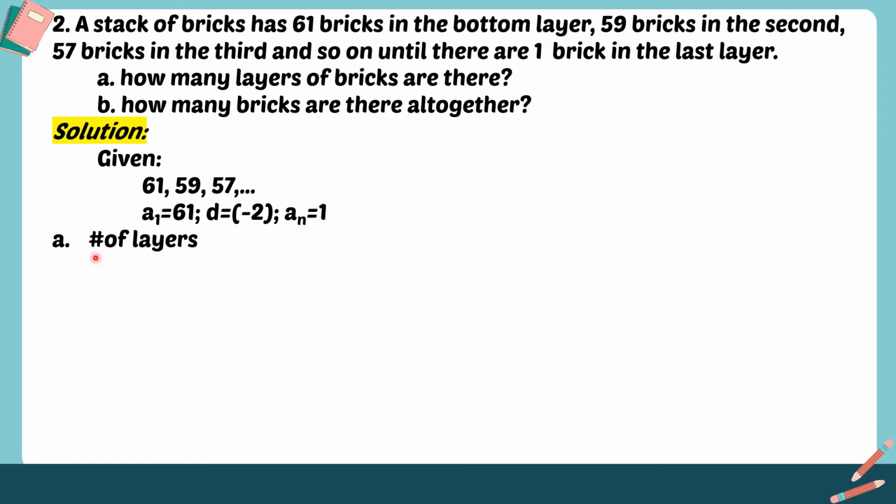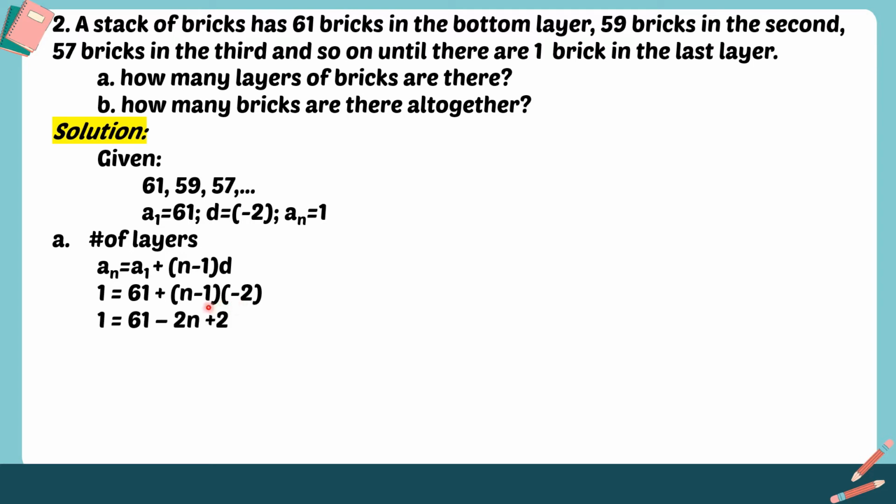Then, to solve for the number of layers, we need to use a sub n is equal to a sub 1 plus n minus 1 times d. Substitute lang tayo ng a sub n, which is equal to positive 1, a sub 1 na 61, and then common difference na negative 2. Yung value ng n ay wala. So, variable lang siya dyan. Yan yung isosolve natin. So, first step is you need to distribute negative 2 to n minus 1.